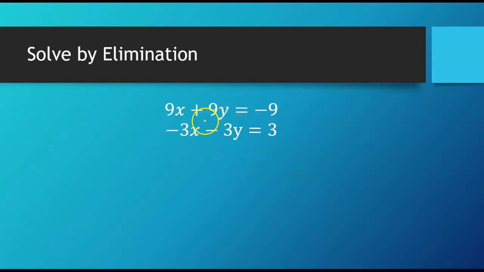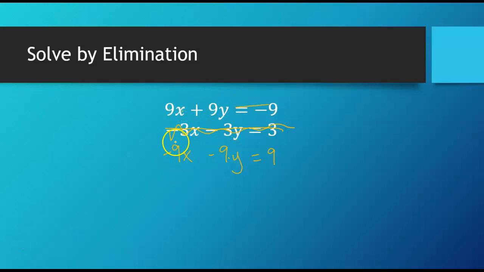So in order to get equal values of opposite signs, I could either divide the top one by 3 or multiply the bottom one by 3. I'm going to go ahead and multiply this one by 3, which would give me negative 9x, negative 9y, and 9. So negative 3 times 3 is negative 9, negative 3 times 3 is negative 9, 3 times 3 is 9. Now I'm ignoring that middle one, I'm just looking at these two.